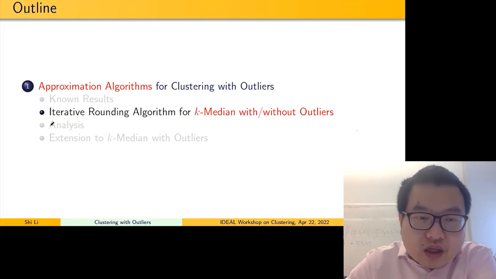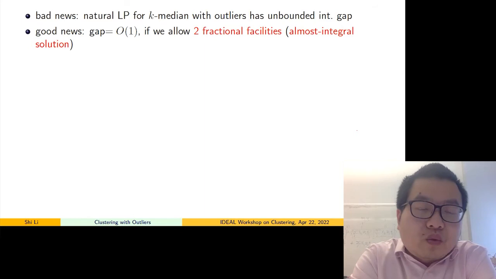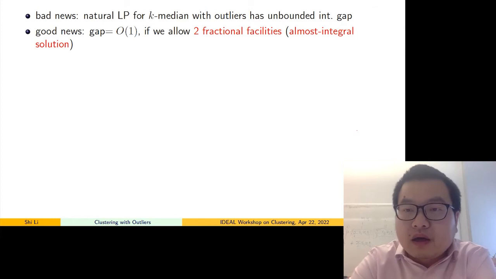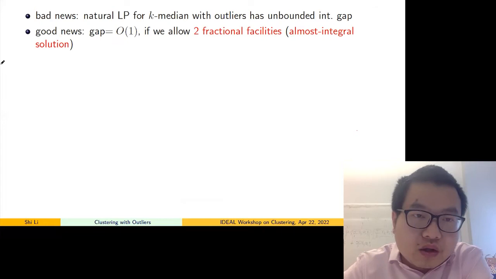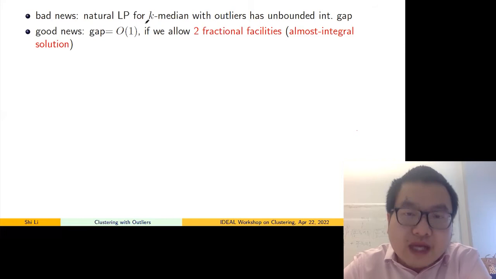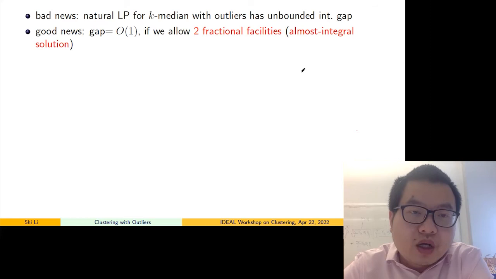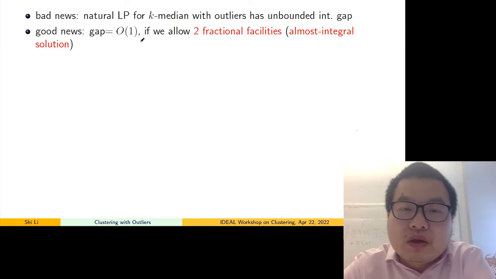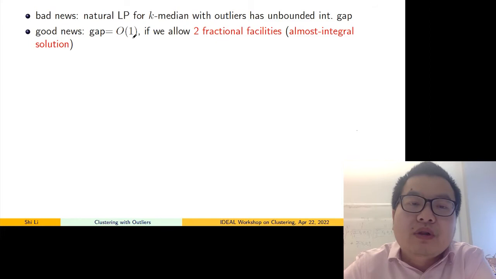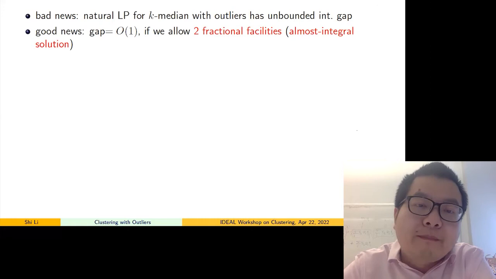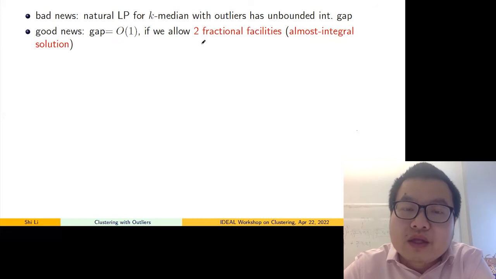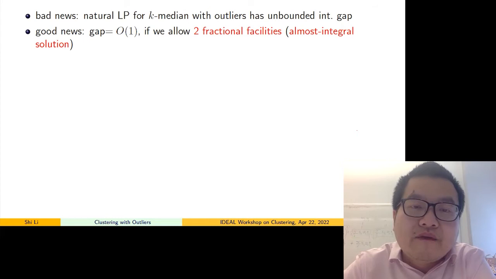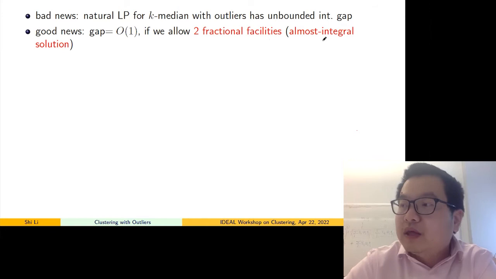Okay, so there are some good news and some bad news regarding the problem. Recall that we needed to design an iterative rounding procedure, so we need a linear programming relaxation. The bad news is that the natural linear programming relaxation for the problem has an unbounded integrality gap. The good news is, if in our output we are allowed to have two fractional facilities, then the integrality gap becomes a constant. That means we are allowed to open k minus one integral facilities, and then there are two fractional facilities whose fractions sum up to one. That's k facilities in total. If we are allowed to do that, then the gap becomes one.